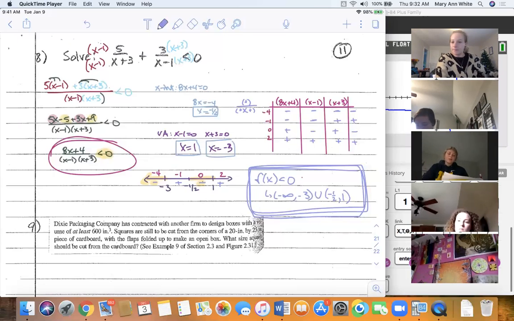Well, will we have one of these fraction ones to do on the calculator? Probably not. I think the ones on the calculator are more the polynomial ones, so that's a good question.